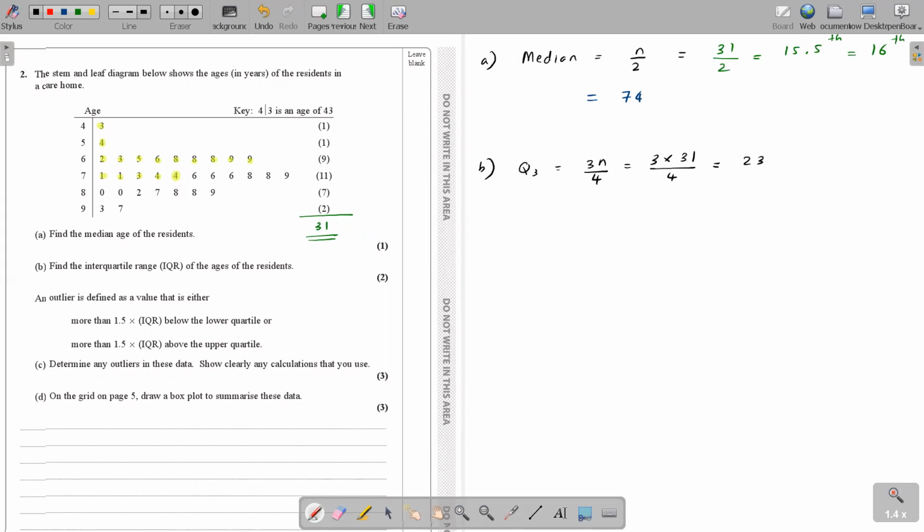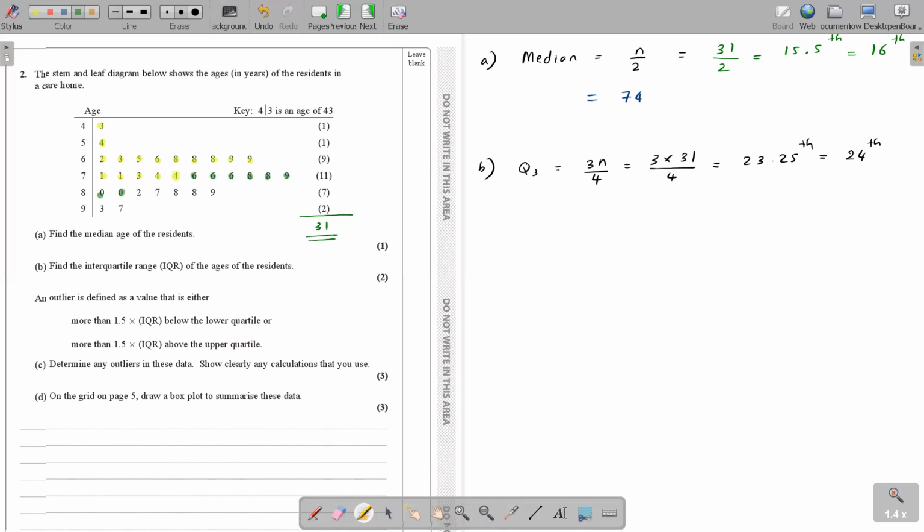23.25. So when it's a decimal, what's the rule in the book? You must round it up to the next number. You go up. So 23.25 is the 24th figure. Keep counting. I think we counted until the 16th one, right? The 74 here was 16, then 17, 18, 19, 20, 21, 22, 23, 24.